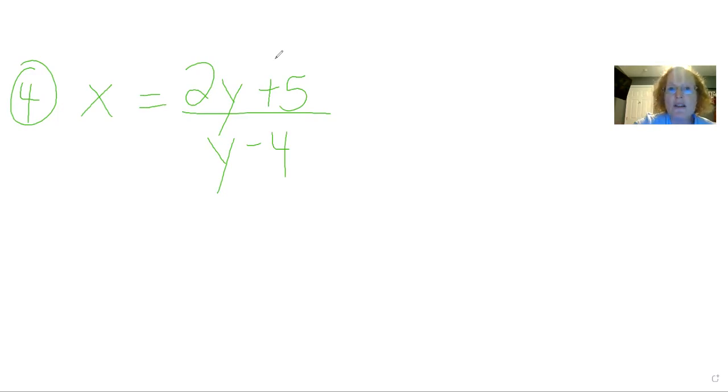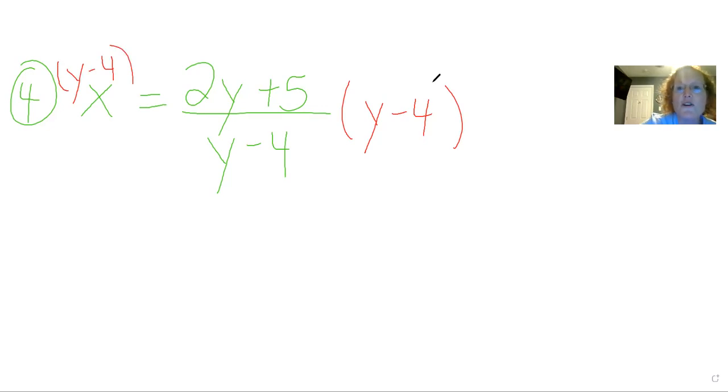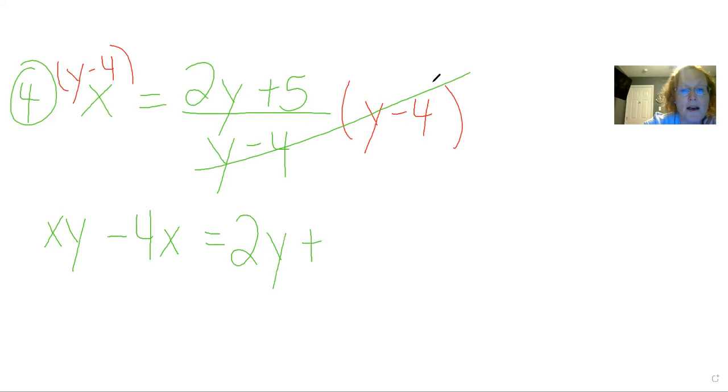Anytime that you have a fraction, and if it's helpful, I'll put it in a different color. This is the first time I've done this, but we'll put it in a different color. Multiply both sides by the denominator of that fraction. That's what you always want to do to clear that fraction out. So if you multiply x times y minus 4, you'll get xy minus 4x. And then over here, remember your goal is to always multiply by the denominator so that that always cancels out. That's really nice. And then we get 2y plus 5.